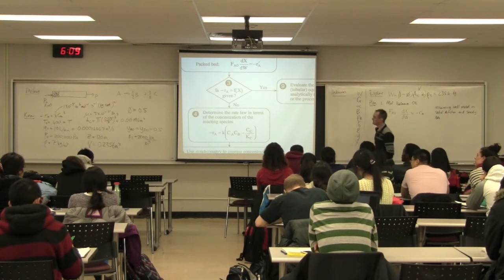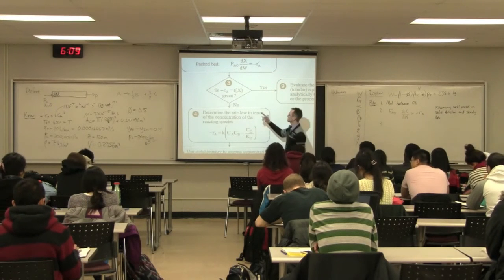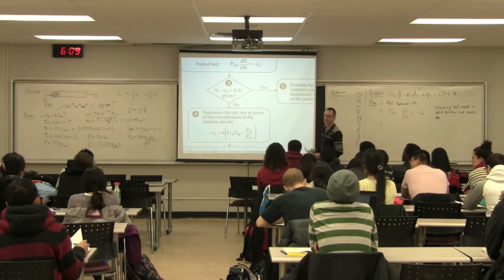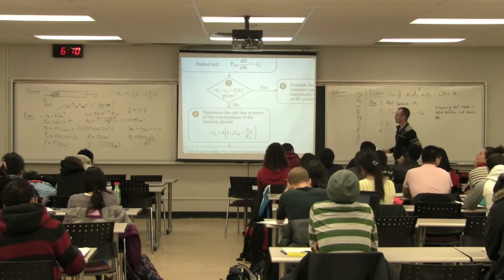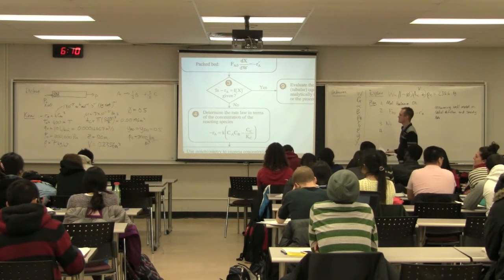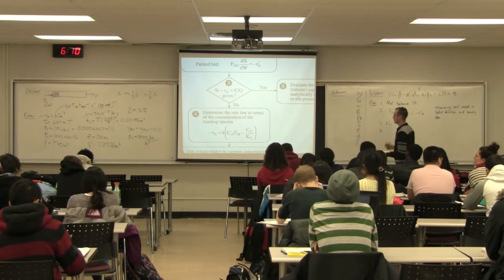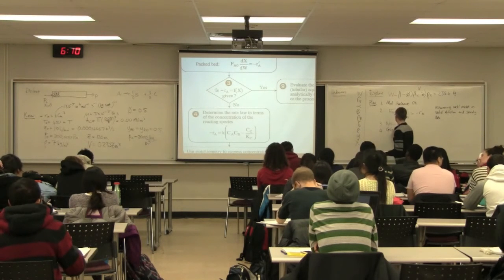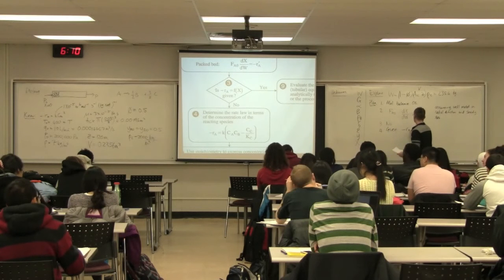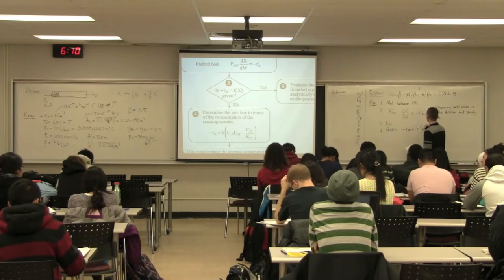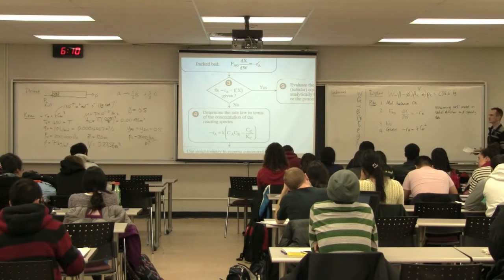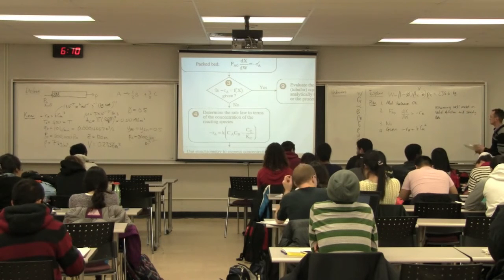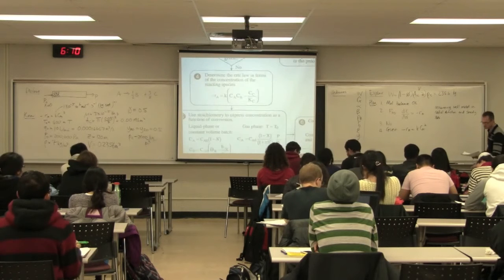Is minus RA given in terms of a function of X? No. Step four, determine the rate law in terms of the concentrations of the reacting species. So we're actually given that. Given, minus RA is equal to K CA squared. In some situations, you may have to find that, or if it's specified as an elementary reaction, then you can write down what it is.